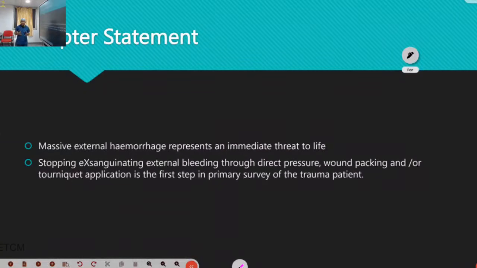So in the chapter statement, they have discussed that massive external hemorrhage represents an immediate threat to life, and stopping exsanguinating external bleeding through direct pressure, wound packing or tourniquet application is the first step in the primary survey of the trauma patient.